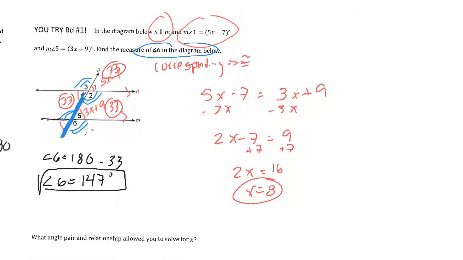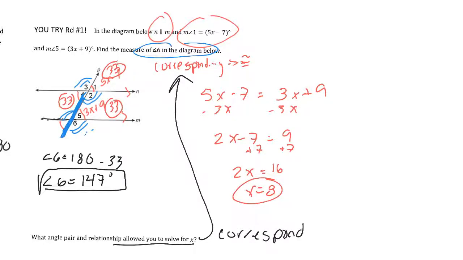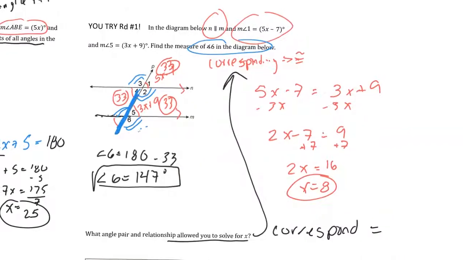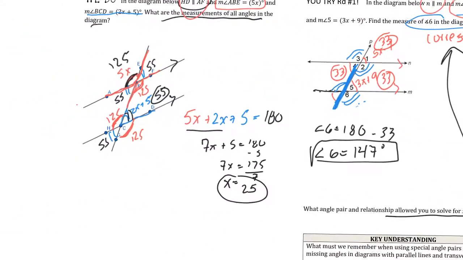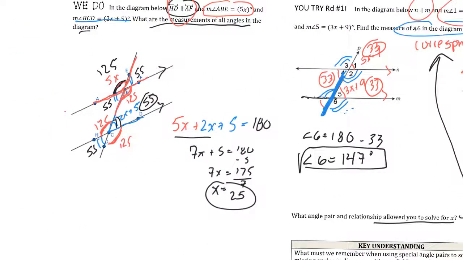And then what angle pair helped you solve for x? We set it up here, but it's because angle 1 and angle 5 were corresponding. I could set them equal. So you really only have two options. You could set them equal, like in the U-try, or like in the first one we did, they were supplementary, or they added up to 180.